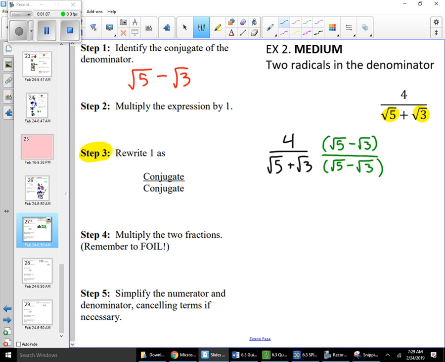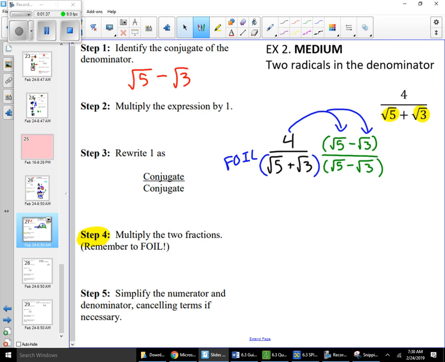From the previous example, you likely remember that step 4 is where the real meat is. There's a distributive property in the numerator, multiplying that 4 by both the root 5 and the root 3. And in the denominator, we have to FOIL, because we have two terms times two terms. Keep in mind, it's a FOIL where something nice happens in the middle, but we still want to make sure we're following through with all the work, double checking that everything works out the way we expect it to.